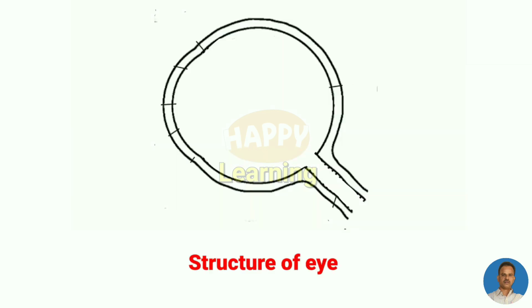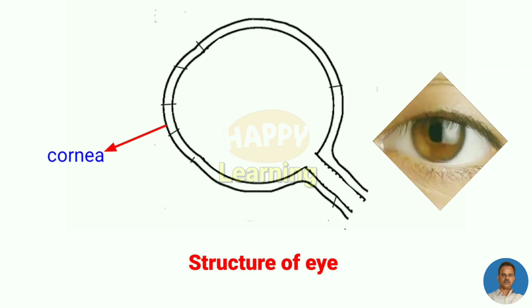The eyeball is nearly spherical in shape. The front portion is more sharply curved. This front portion is a transparent protective membrane. It is called cornea. Cornea is the portion which is visible from outside.